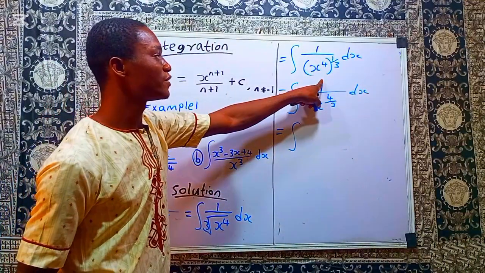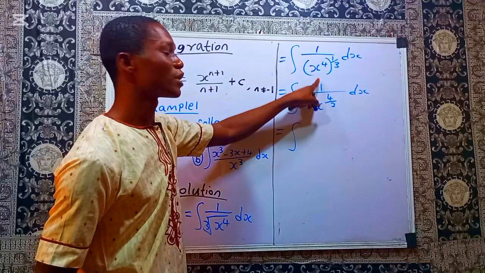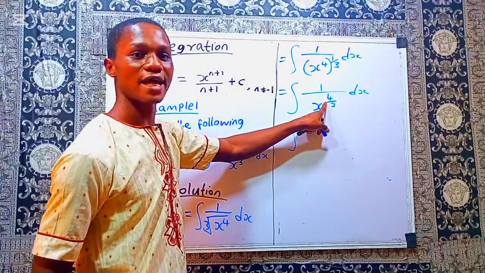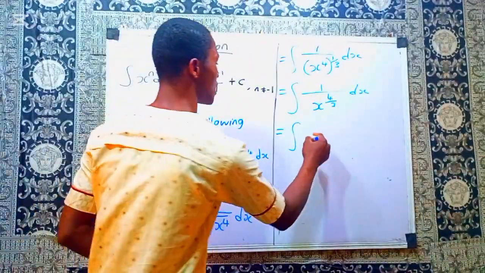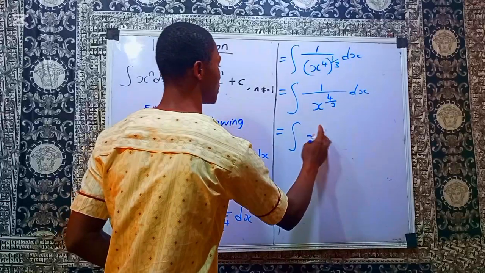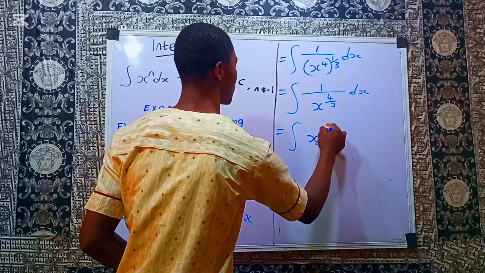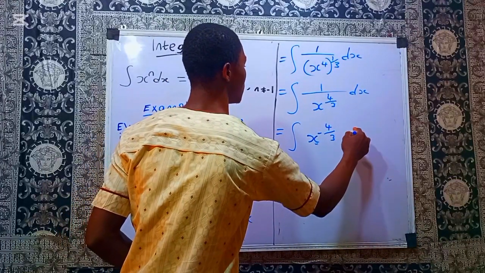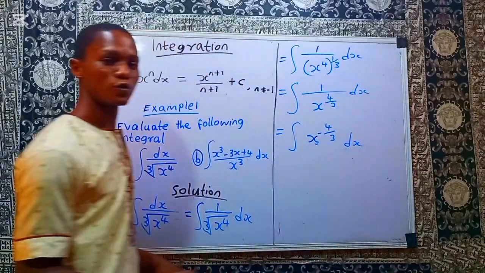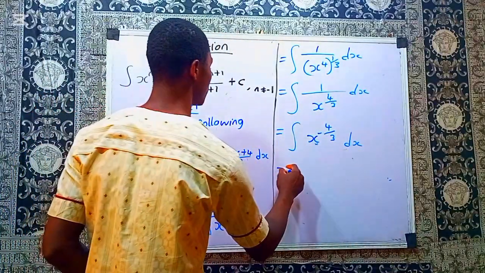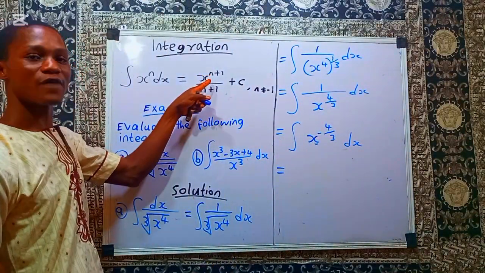So this will be the integral of, you simplify further. You are going to remove this fraction. To remove this fraction, you introduce a negative sign on the index. So I will introduce a negative sign on the index. That will be x raised to power negative 4 over 3. You are integrating with respect to x.